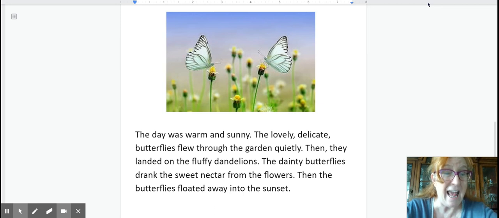Work on using adjectives and adverbs, and you can learn more about those again in the Brain Pops on adjectives and adverbs and describing words. But this week, we're challenging you to use details when you write your stories and describe what's happening in your pictures.